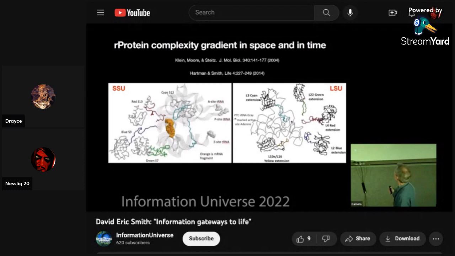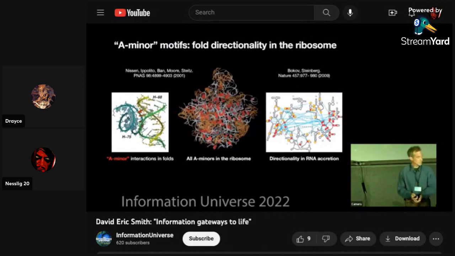Hyman Hartman and Temple Smith, I don't know if they were the first, but certainly they were early ones to propose that this is not just a gradient in space, but it's also a gradient in time, that the simple was early and the complex came later. The thing that really cracked all of this open was the 2 Ångström crystal structure of the RNA and everything that we could learn from it.